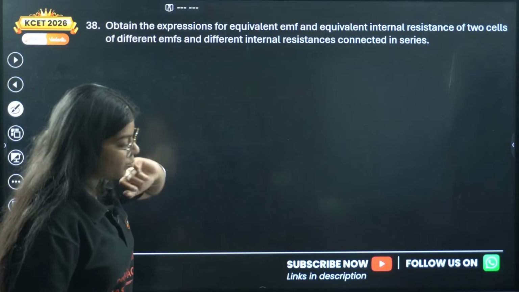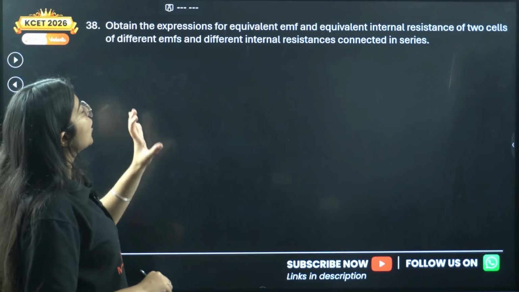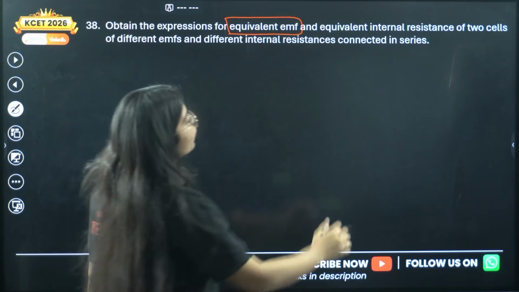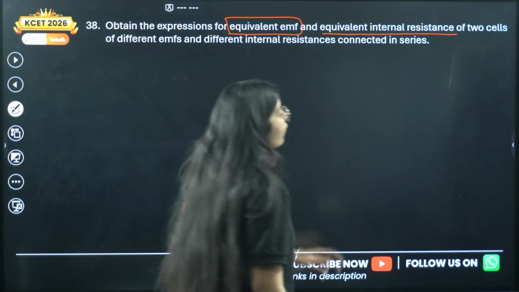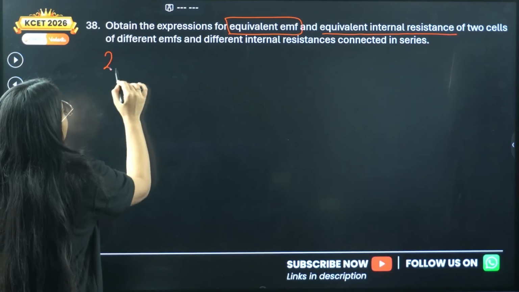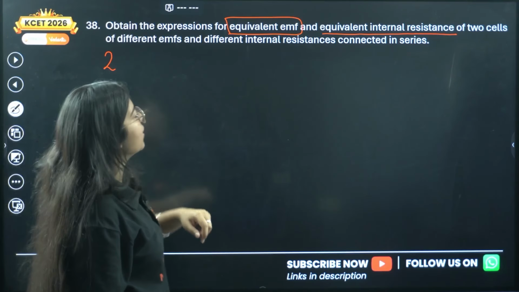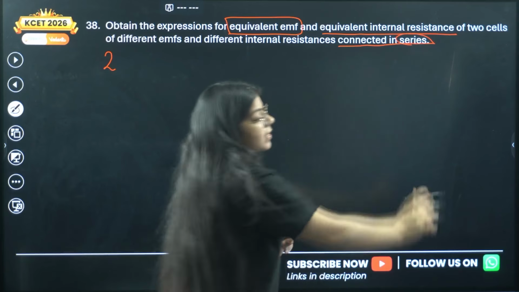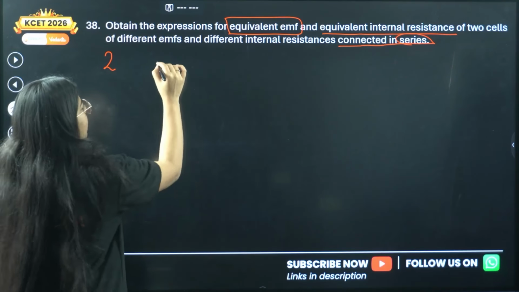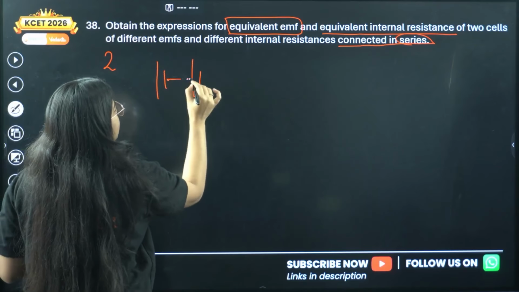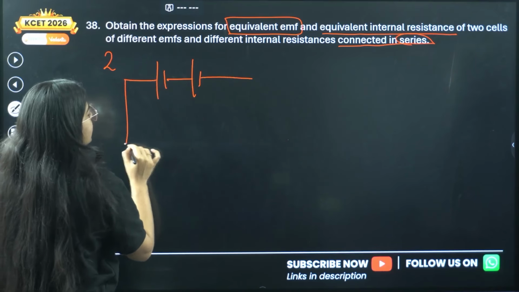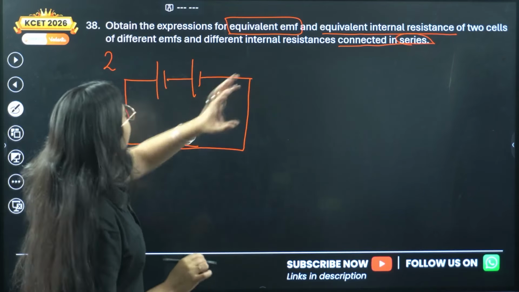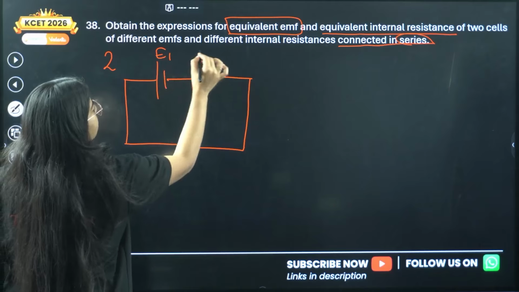It says again, obtain the expression for equivalent EMF. You need to find equivalent EMF and equivalent internal resistance of two cells. We are given two cells of different EMF and different internal resistances connected in series. Read it carefully. This is connected in series. So let's make the diagram. This is, let's say, my two cells, which are connected in series, and let's say this is E1 and this is E2.